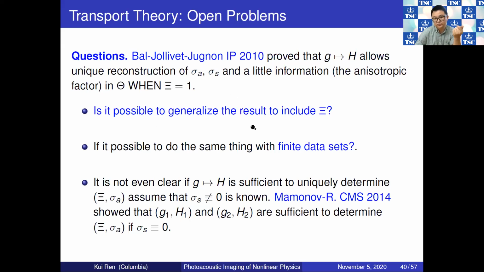Is it possible to recover sigma A, the two absorption coefficients, together with chi? The reason is that this chi, if you talk to people in engineering, they always say this is very important. Sigma S you can forget about if you don't care, but chi is very important. This is not even known if you have an infinite number of data sets. Can we do that with a finite data set?